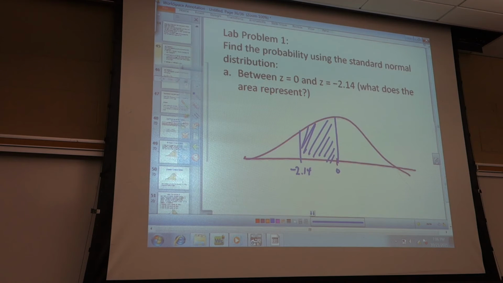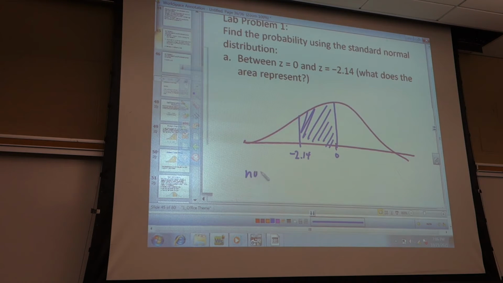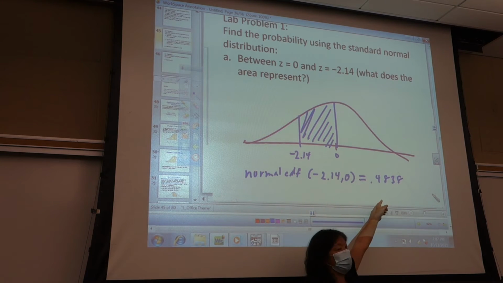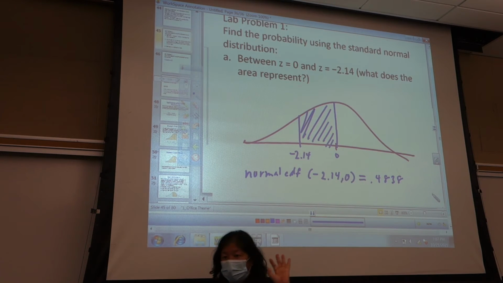All right. Then I need to find the area. So I'm going to do normal CDF of negative 2.14, comma 0. And what did you folks get? 0.4838. This is what you need for full credit on the exam. The picture, the z-scores, shaded between the z-scores, normal CDF of blank, comma, blank, and the answer. This is the bare minimum you need for full credit on this problem. Everybody on board? I need the picture, I need the shading, I need the z-scores, I need all of it. I need the normal CDF, blank, comma, blank.